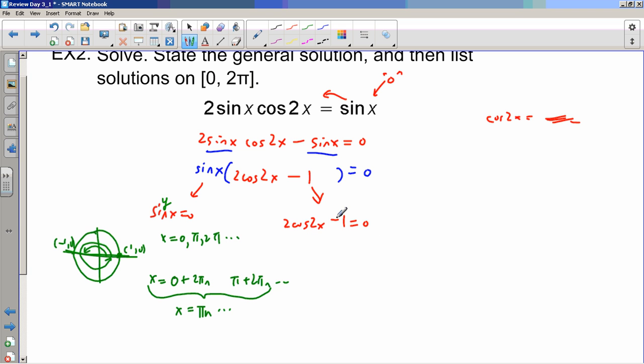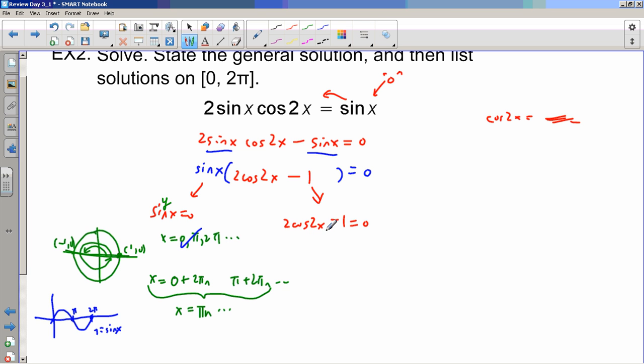More interesting is this one. Oh, by the way, over here, if it was your instinct to use the graph, the sine x graph, absolutely that works as well, right? Where does the graph y equals sine x equal 0? Yeah, here, here, and here, and I can get the same solutions. So lots of different ways to get the same thing.